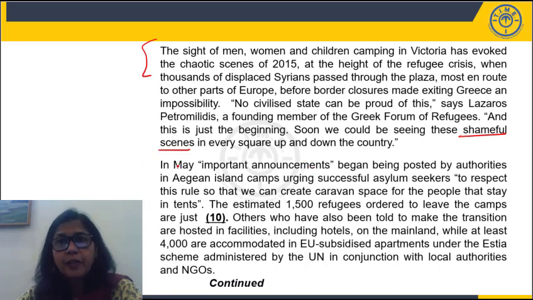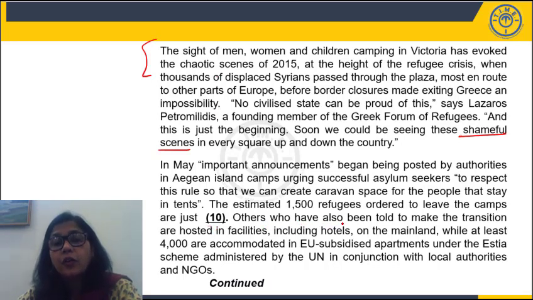All right, the next paragraph here. "In May, important announcements began being posted by authorities in Aegean island camps, urging successful asylum seekers to respect this rule so that we can create a caravan space for the people that stay in tents. The estimated 1,500 refugees ordered to leave the camps are just dash." Now, we'll have to fill this blank with the options given later.